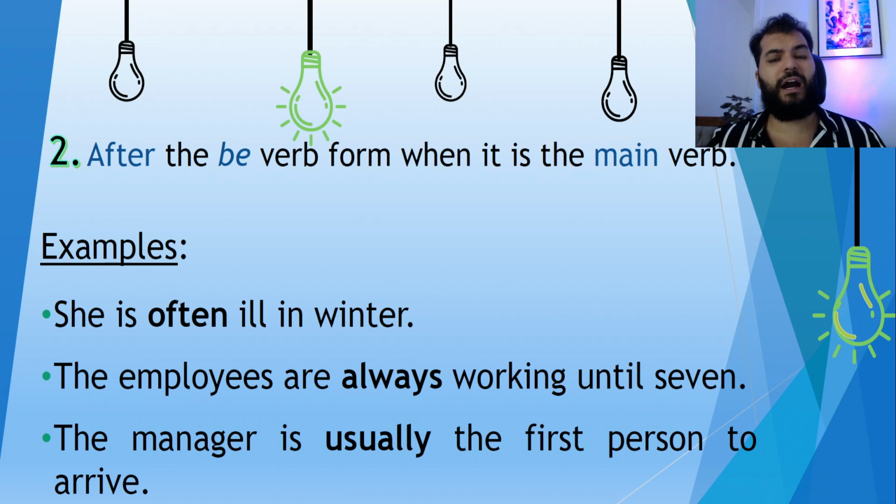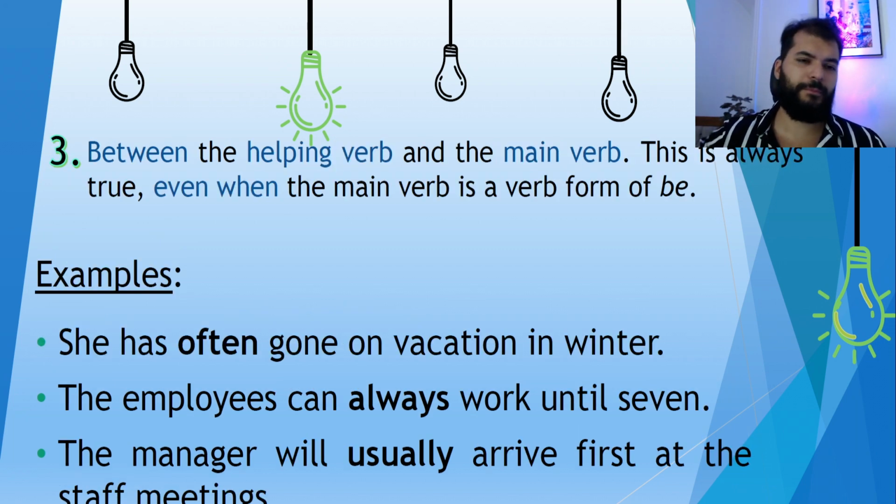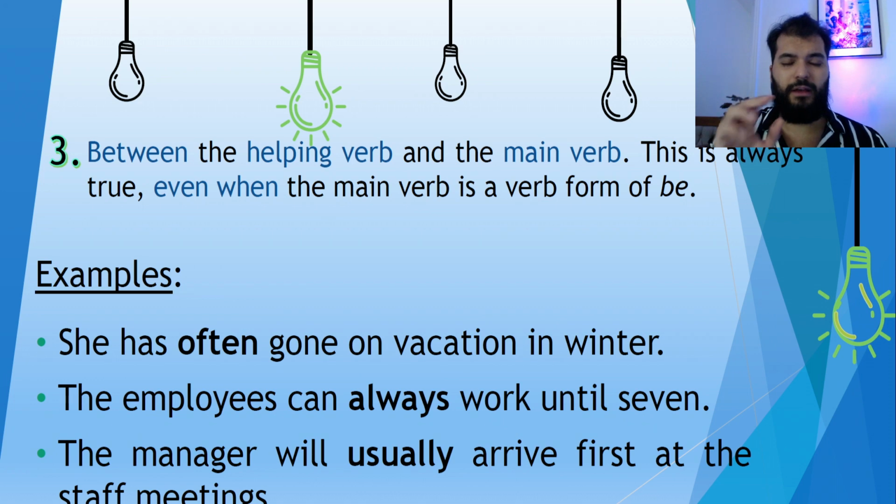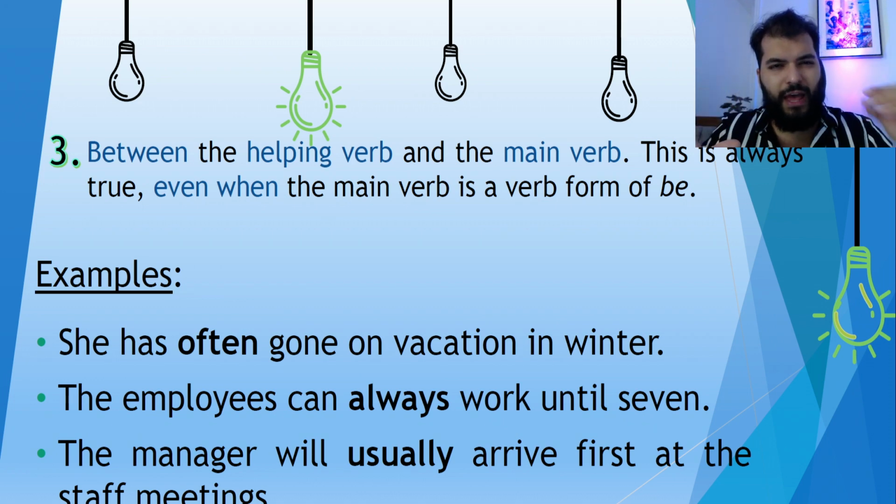The employees are always working until 7. The manager is usually the first person to arrive. And the third rule is when you have a helping verb in a sentence, all right, for example, present perfect, the helping verb is have or has, all right? Then the main verb.